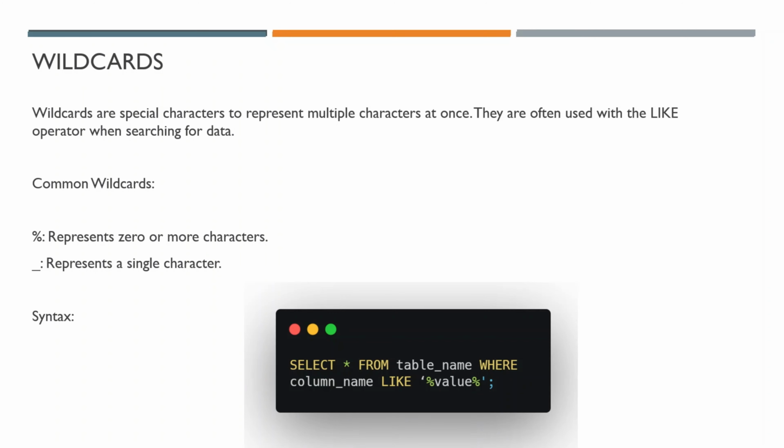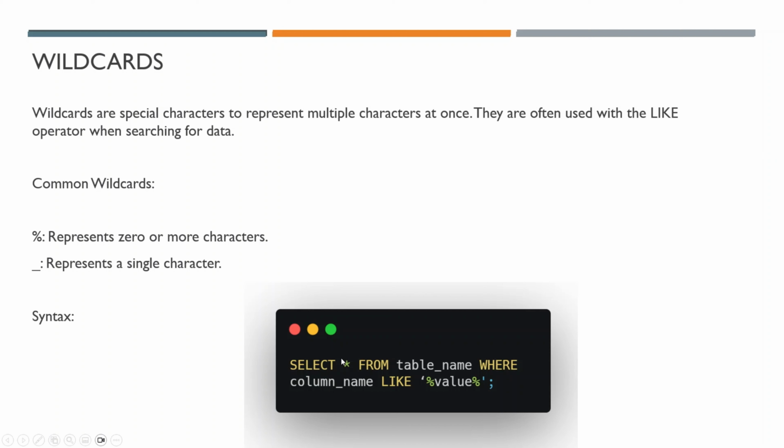The smartest way to filter your data set or do some comparison on your data set is by using wildcards. They are often used with the LIKE operator when searching for data. Some common wildcard characters are the percentage sign, which represents zero or more characters, and the underscore, which represents a single character.